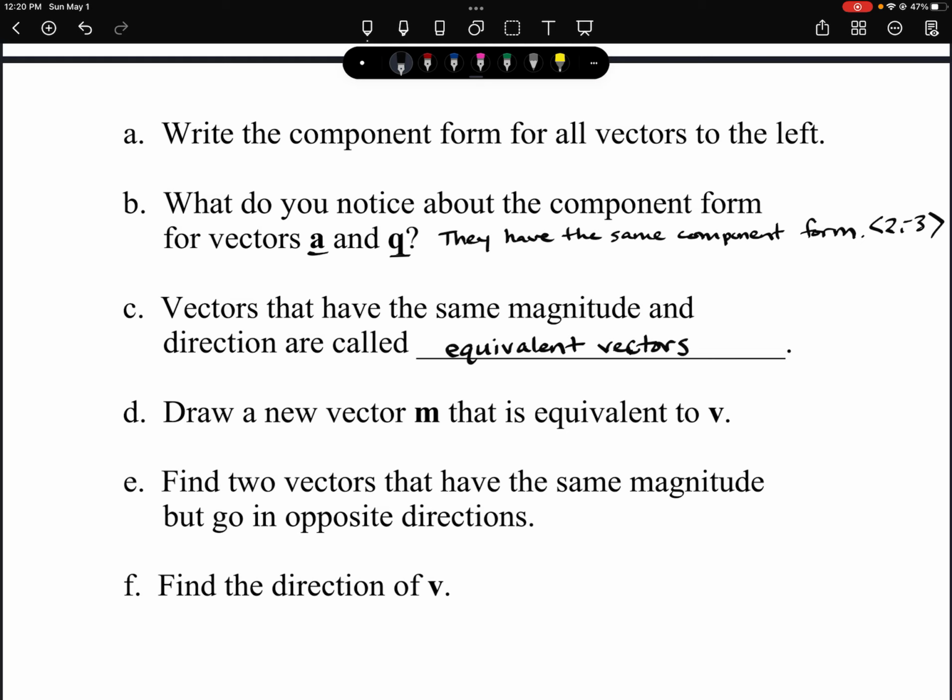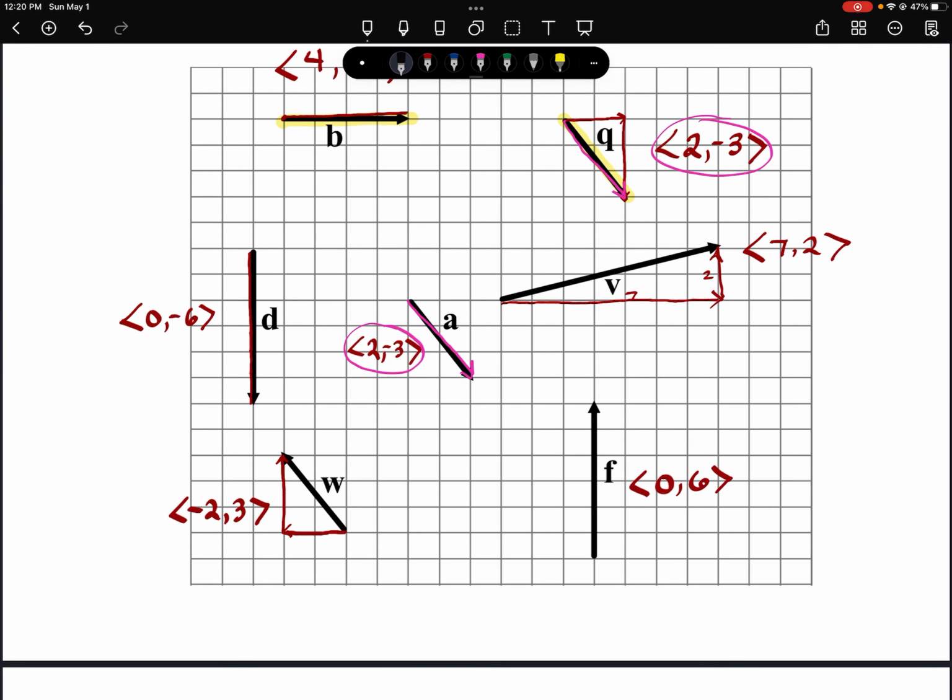Okay, so when they have the exact same magnitude and direction, we refer to them as equivalent vectors. Letter D asks us to draw a new vector M that is equivalent to V. So if V has a component form of 7, 2, we're going to have to draw one that's equivalent to that. So I'm going to draw it down here.